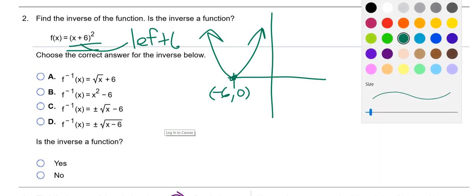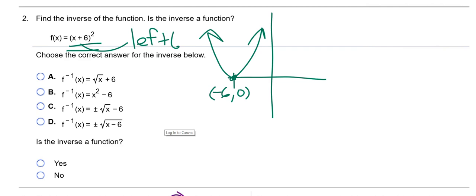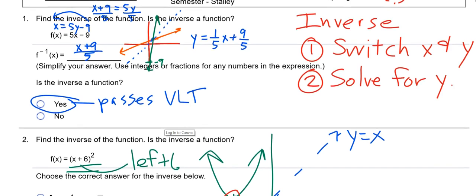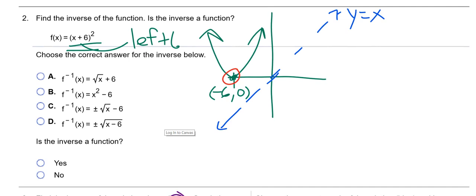Now, because we talked about how the reflection would go across the line y equals x, I'm going to draw a nice little dotted line in here for y equals x. And we want to think about how that would look when we reflect it. So what's going to happen to the point negative 6, 0 when you switch x and y? Remember, that's what we talked about. First thing you need to do is switch x and y. So what's going to happen to that coordinate? 0, negative 6.